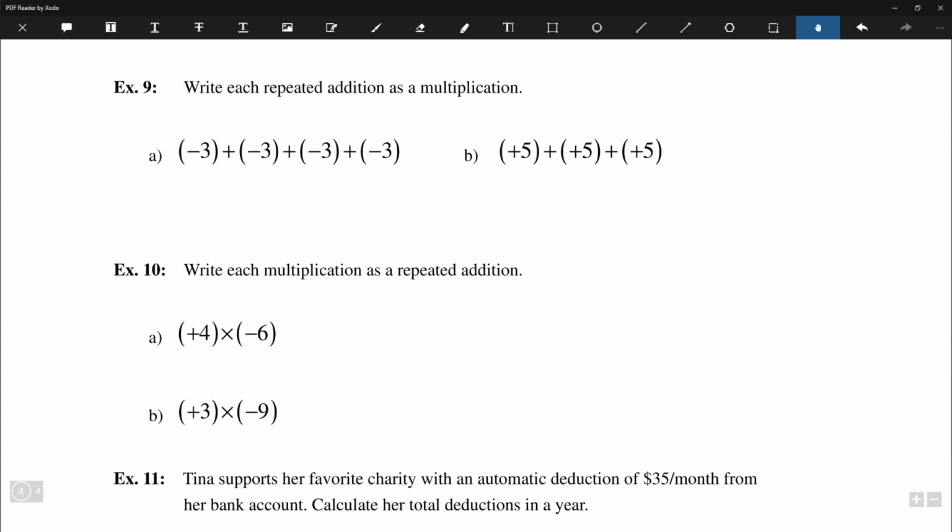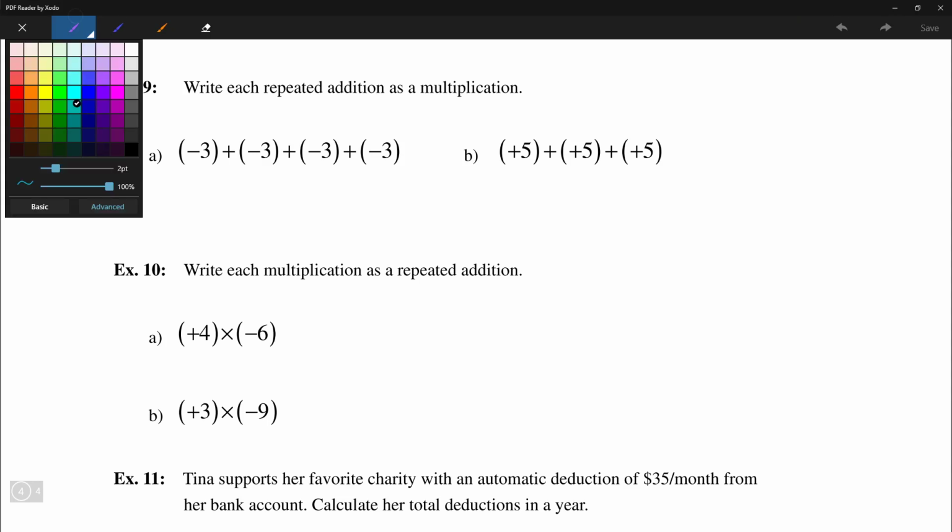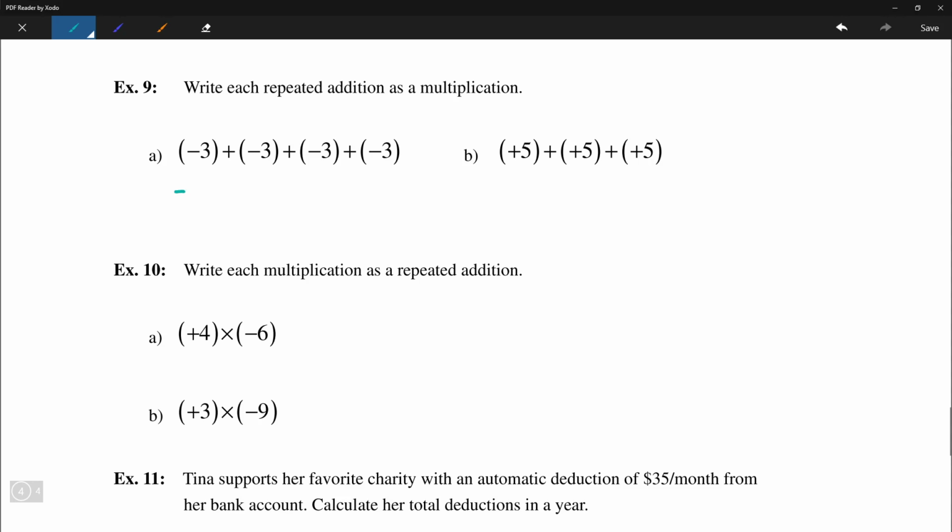Next part is just a quick reminder. We can always write repeated addition as a multiplication. So in this case, we have -3 plus -3 plus -3 plus -3, 4 times. So as multiplication, this will simply be 4 times -3. And likewise here, this will be 3 times +5, or just 3 times 5. And of course, if we wanted to find the product of each one, the first one will give us -12, and the second, +15.